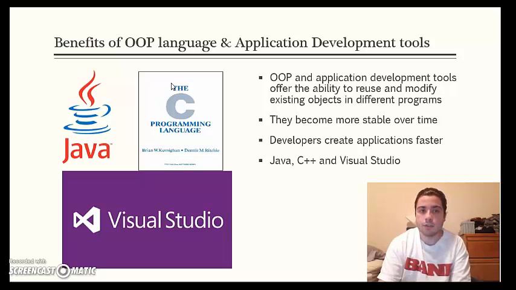Some examples of object-oriented programming and application development tools: Java is a big one that's going on right now, C++ or anything in the C programming language realm, and also Microsoft's Visual Studio, which is actually a suite.